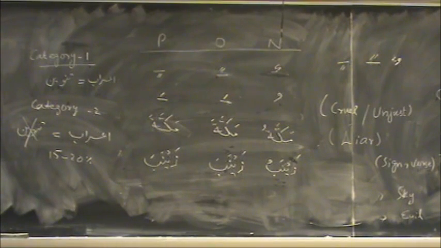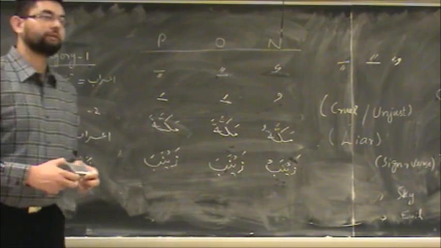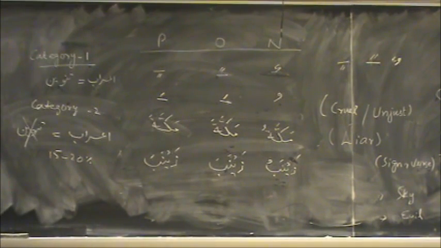Zainab is the name of a girl or a woman. So this kind of word will never have tanween. This is a noun, not a sentence.